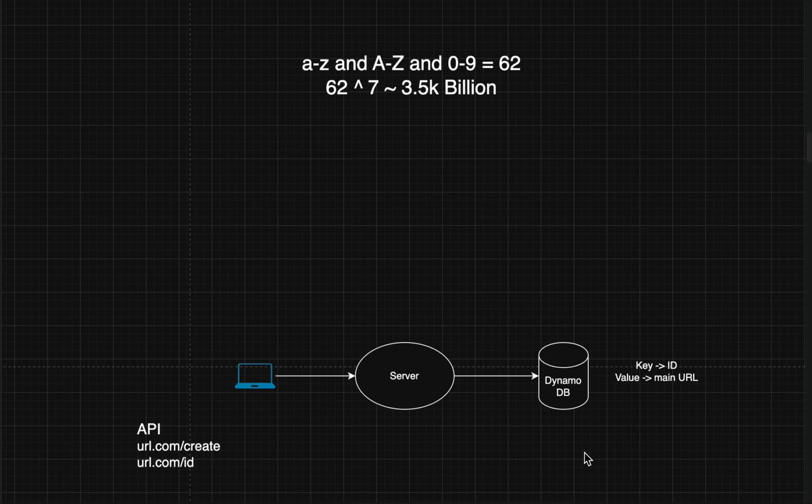Now, what all APIs will we have? One is the create API. We'll give our original URL and it will return us the tiny URL.